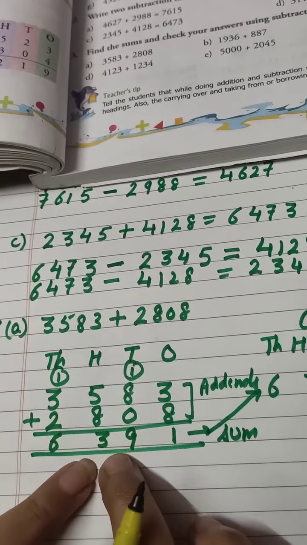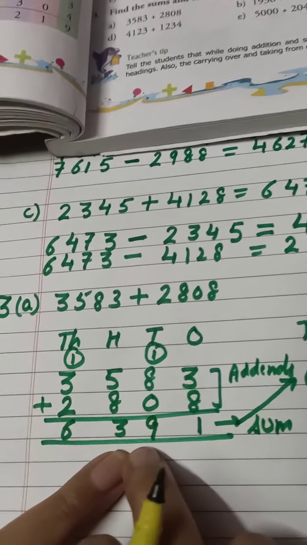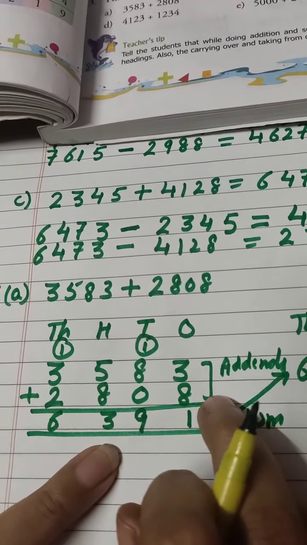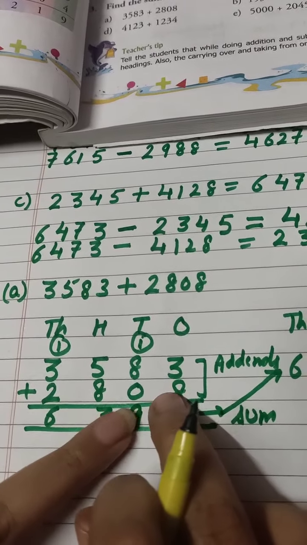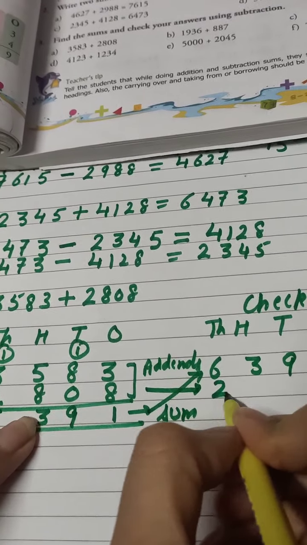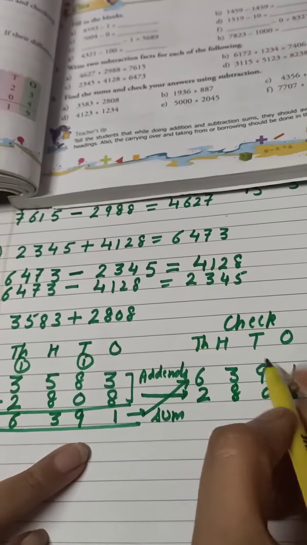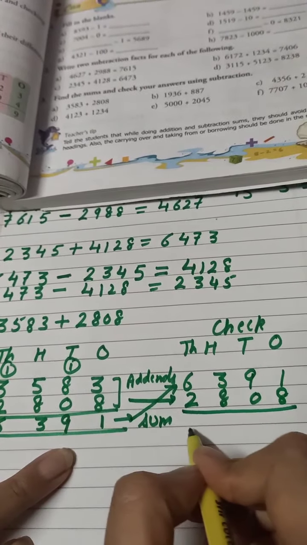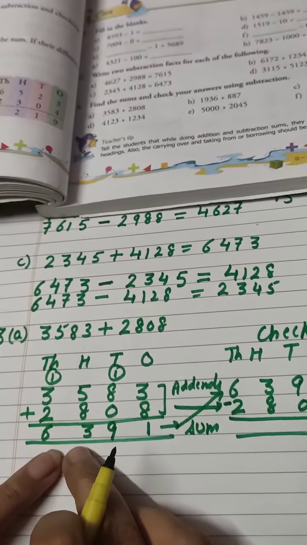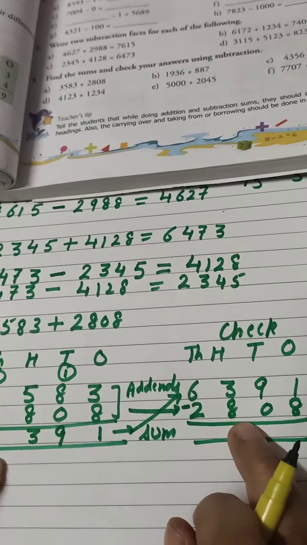Now from this sum we will subtract one of the addends. From this sum we will subtract one of these addends. Okay, so here I am taking this addend first, this one. So write here 2808. Okay, now we will subtract these numbers. So write the minus sign here, because addition we have done. We have to check the sum by using subtraction. So we will do subtraction here.